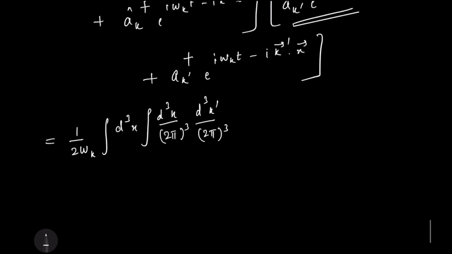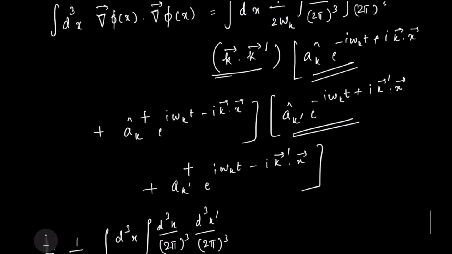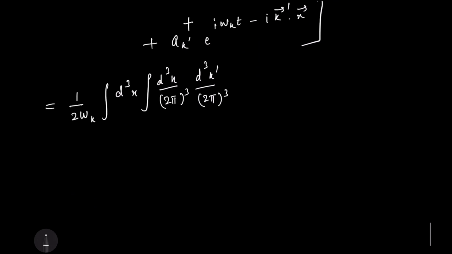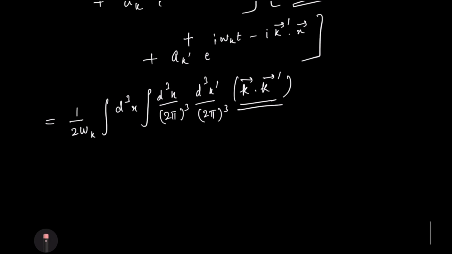Then k·k' I can write as mod k squared, right? Okay, so for the time being I'll keep it as k·k', otherwise others will get confused. When you introduce the Dirac delta, then k will be either plus or minus k'. So at that time I will take the modulus. Till then let it be k·k'.